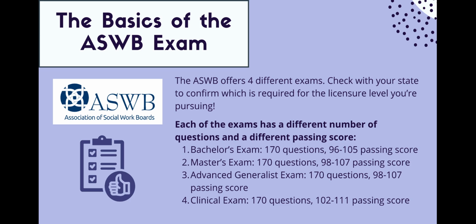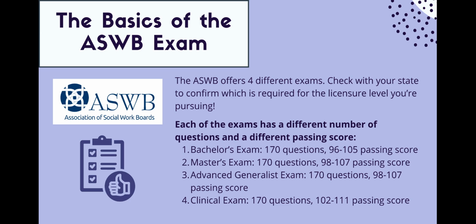All 4 of these exams are 170 questions long, but they have a different passing score range. The Bachelor's exam has a passing score typically between 96 and 105. The Master's, 98 to 107. Advanced Generalist, the same, 98 to 107. And the Clinical exam, 102 to 111.